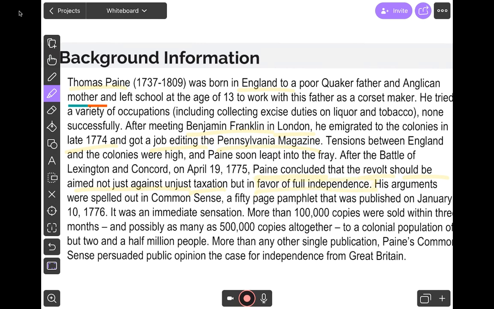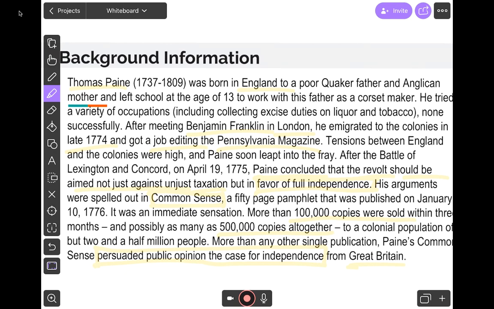So very quickly, in almost a year, Paine comes to the conclusion that it is necessary for the colonists to fight for full independence. And he spells his arguments out in Common Sense, a 50-page pamphlet published in 1776. It was an immediate sensation. More than 100,000 copies were sold within 3 months, and possibly as many as 500,000 copies altogether. More than any other single publication, Paine's Common Sense persuaded public opinion for the case for independence from Great Britain. So his pamphlet is very persuasive in this movement towards independence.